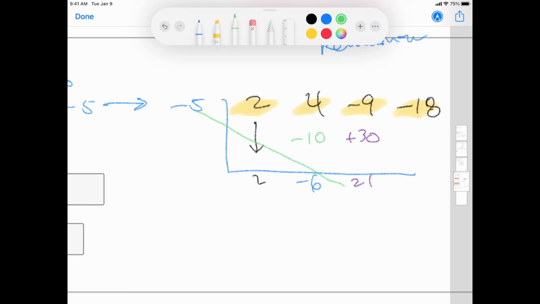Multiply diagonally, negative 5 times 21. That's going to give me a huge number, negative 105. And then I'm going to add those numbers together. I'm going to add going down, and this will give me a negative 123.